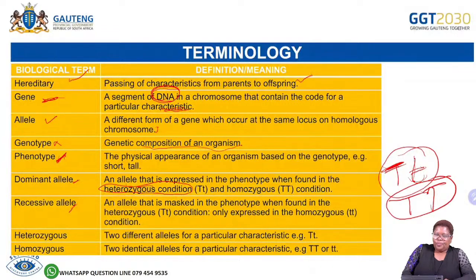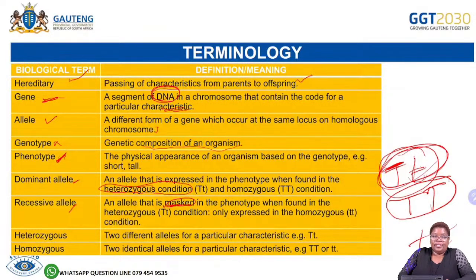A recessive allele is an allele that is masked in the phenotype when found in the heterozygous condition. It is only expressed in the homozygous condition. This is homozygous, right? But compared to this one, which is in its heterozygous condition, right?